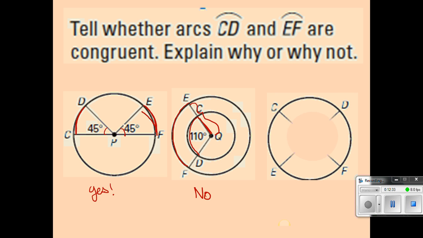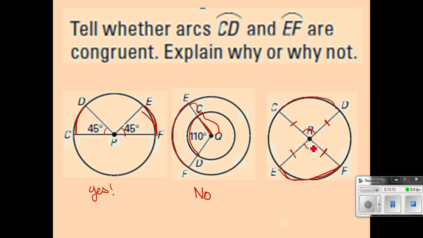All right, now let's look at the last one. Would CD be congruent to EF? Okay, well, there's a possibility here because at least we have the same circle. Now we got to decide what the angles would be for CD and EF. I have 360 degrees here, and I have an angle here, and I have a radius, and I have another radius, and I have another angle, and I have another radius.